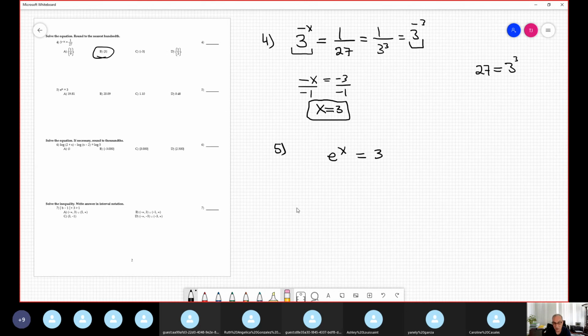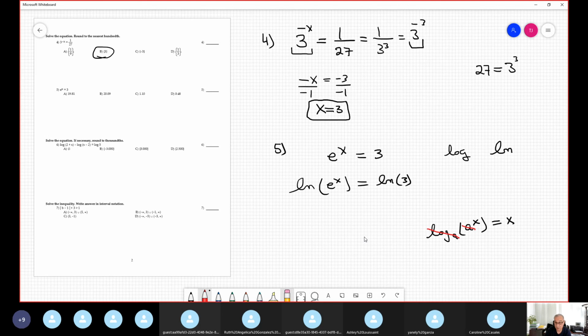So I apply logarithm. But what kind of logarithm do you apply? Because when you apply natural logarithm to both sides, it's the most convenient. I need to know that property, the property number 3. In general, I write it like that: logarithm of any base of the exponential is equal to x. It's like the logarithm and the exponential cancel out each other when the base is the same.